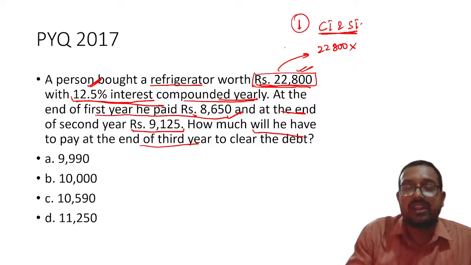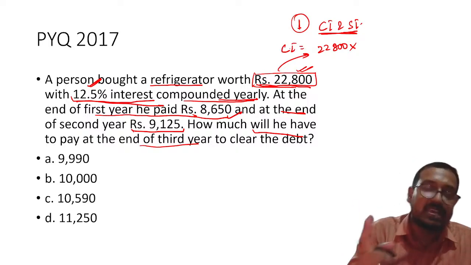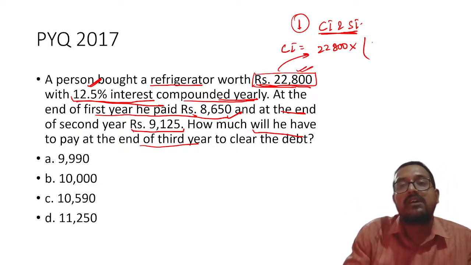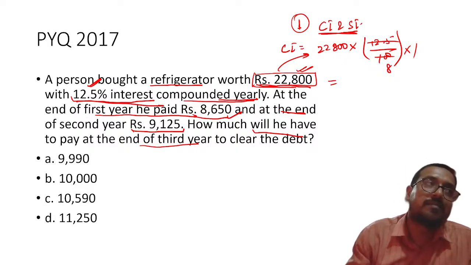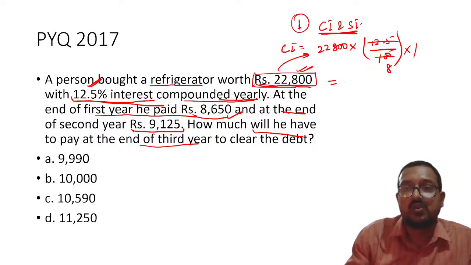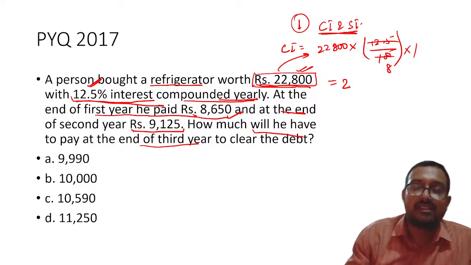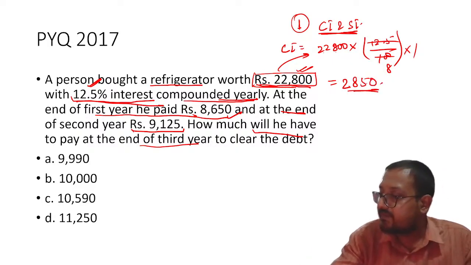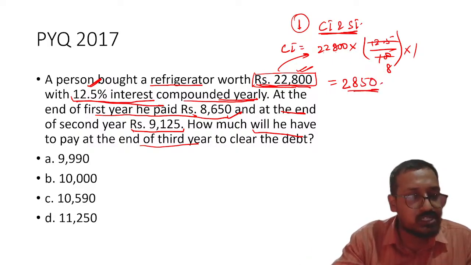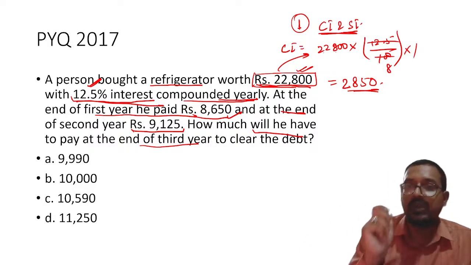So please remember, if I find CI, that will be equal to SI, because we are talking about a single year, the first year. 12.5 divided by 100 multiplied by 1, right? If you try to divide it, this will become 8, and then 2850. Understood this thing? 2850. So that is my compound interest, right?